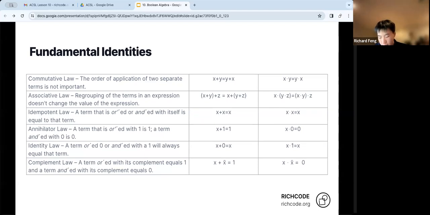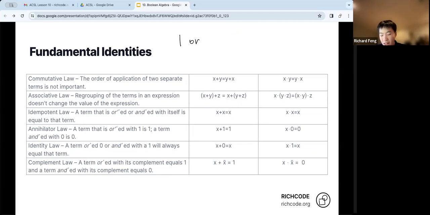The next one is the complement law, which is pretty useful in some of the later questions. A term ORed with its complement equals 1, and a term ANDed with its complement equals 0. Complement basically is like the opposite. So the complement of 0 is 1, the complement of 1 is 0. So 1 or 0 is always going to be 1. Whenever we're ORing two complements, it's going to be 1.